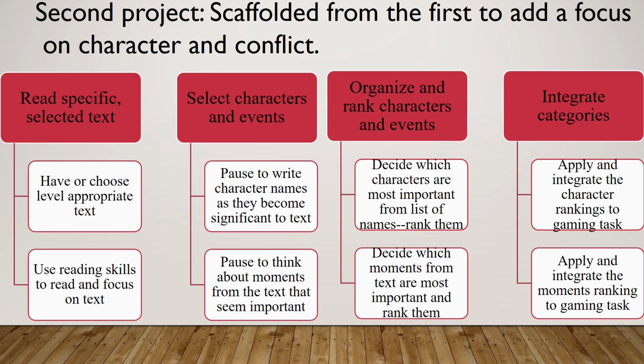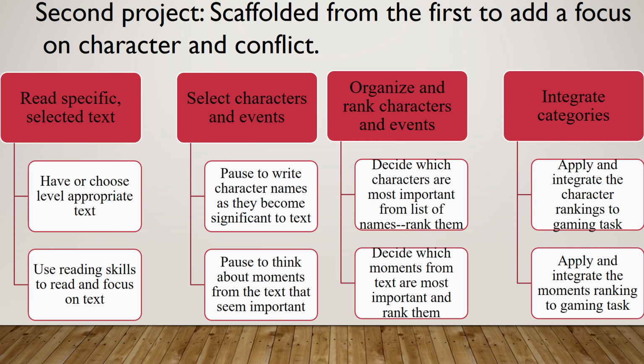This would be a second project that was scaffolded from the first, and this would add focus now from the events. We would move to character and conflict. In this, they would again have a text either from class or one they selected. And here they would do the same thing, only this time they would focus on character and conflict events that took place. And they would write these down in a list and ultimately rank these.